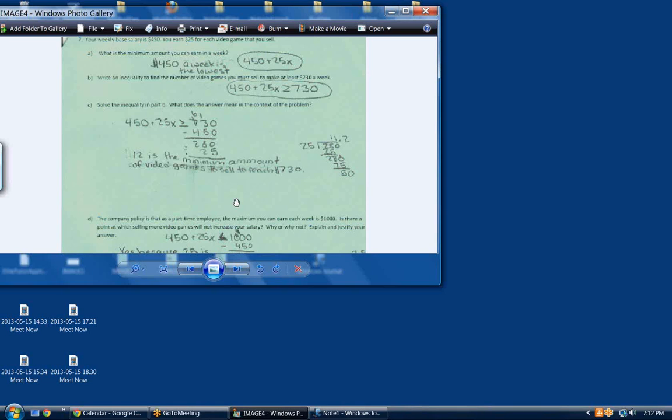Now what about the second problem, where they will only pay you $1,500 a month? So how many video games should you sell?